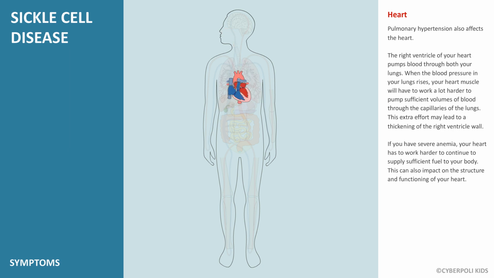Pulmonary hypertension also affects the heart. The right ventricle of your heart pumps blood through both your lungs. When the blood pressure in your lungs rises, your heart muscle will have to work a lot harder to pump sufficient volumes of blood through the capillaries of the lungs. This extra effort may lead to a thickening of the right ventricle wall.